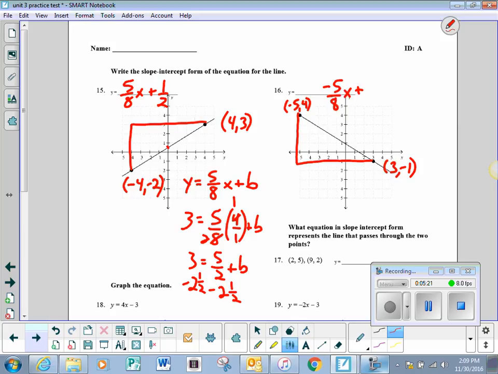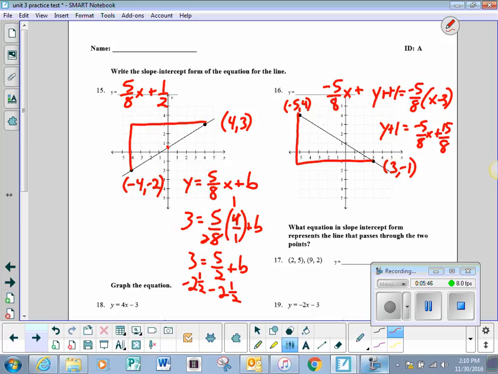Well, it's definitely less than 1. So let's figure out how we can find that exact. Why don't we plug into point slope form? Y minus, we'll just do it a different way than we did the last one. Y minus negative 1 equals negative 5 eighths times x minus 3. So it's plus a positive, so I get y plus 1 equals negative 5 eighths x plus 15 eighths.